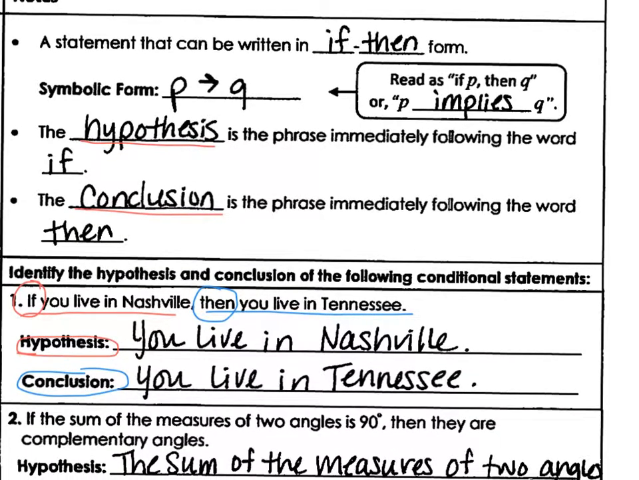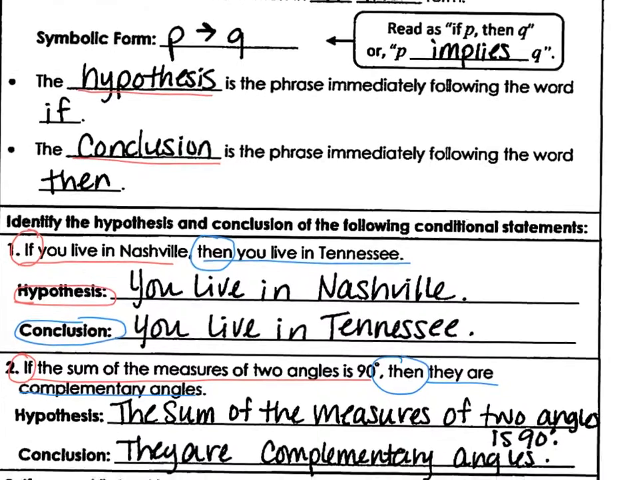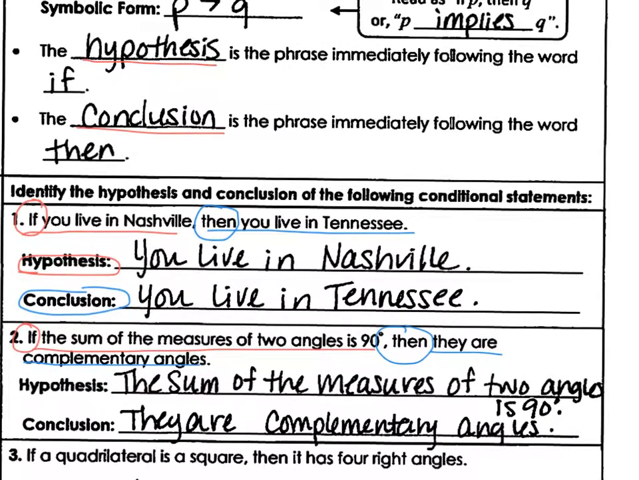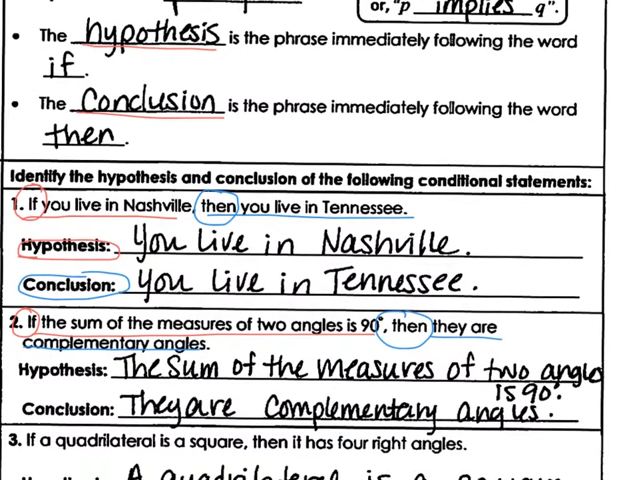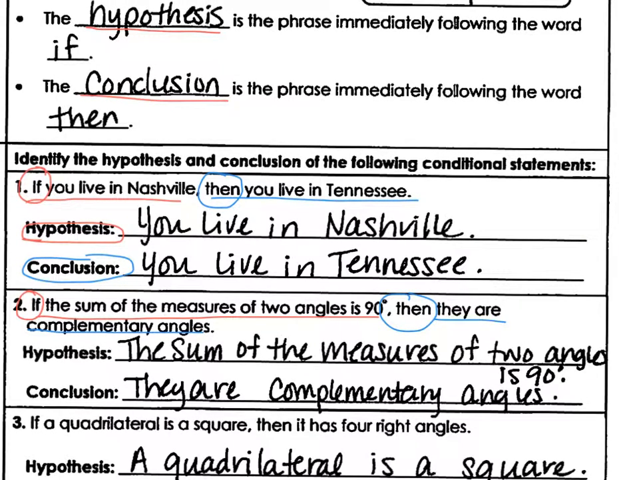So number 2, it says, if the sum of the measures of two angles is 90 degrees, then they are complementary angles. So here, our hypothesis is the sum of the measures of two angles is 90 degrees, and the conclusion is they are complementary angles. See if you can come up with the hypothesis and the conclusion for number 3. If a quadrilateral is a square, then it has 4 right angles.